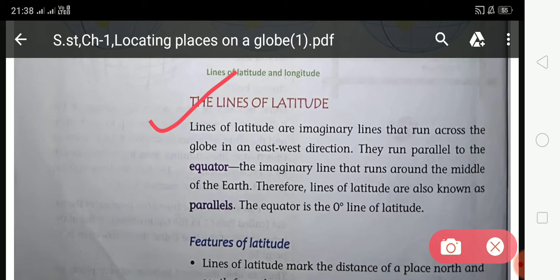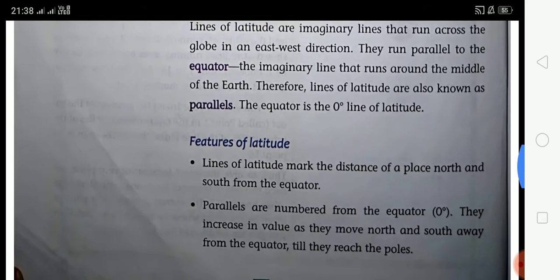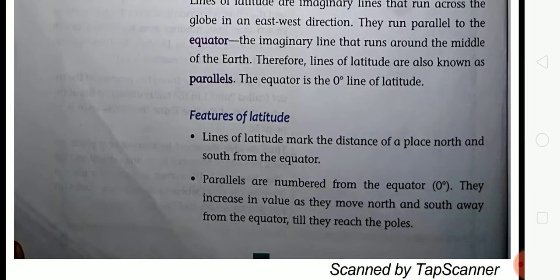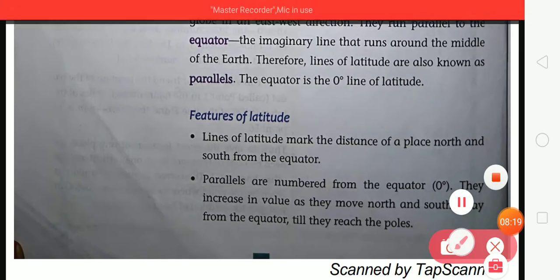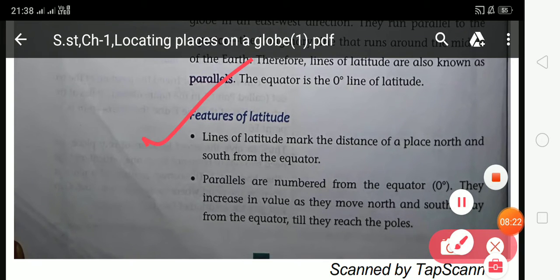Therefore, the lines of latitude are also known as parallels. So students, you can say a line of latitude is a parallel. The equator is the 0 degree line of latitude. Now look at the features of latitude. In this topic we are going to discuss the features of latitude. Lines of latitude mark the distance of a place north and south from the equator.